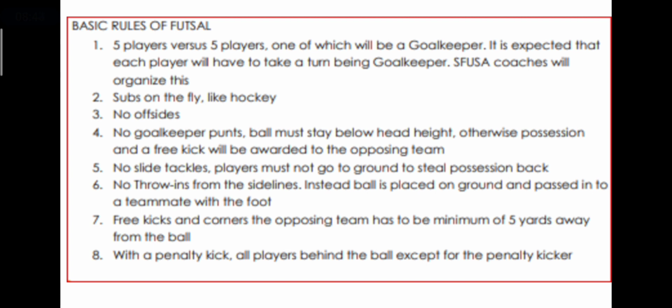Number 6, no throw-ins from the sidelines. Instead, the ball is placed on the ground and passed to a teammate with the foot. Number 7, free kicks and corner kicks: the opposing team has to be a minimum of 5 yards away from the ball. And number 8, with a penalty kick, all players must be behind the ball except for the penalty kicker.